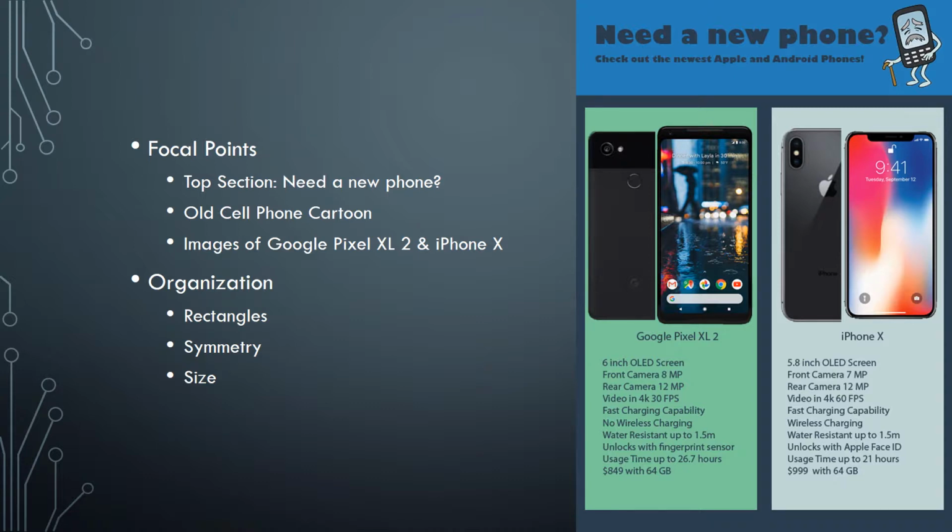Next, the reader will go to the left and look at the image of the Google Pixel XL2 and then to the iPhone X. Those are the three main focal points in my infographic.